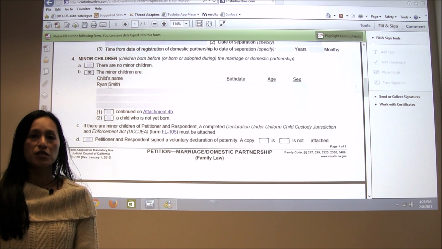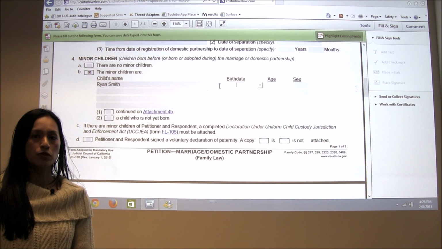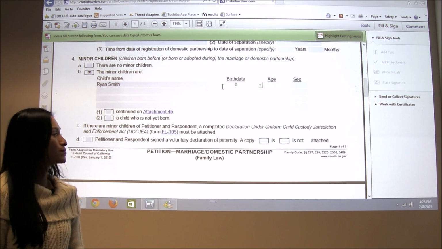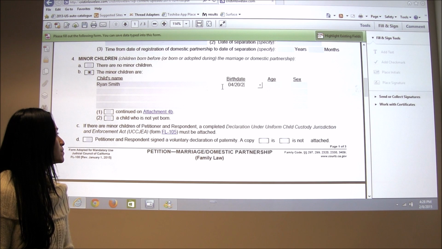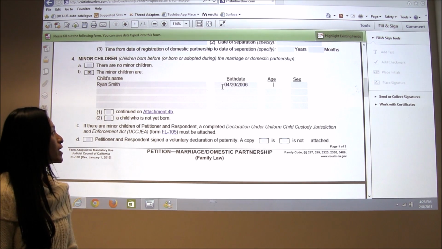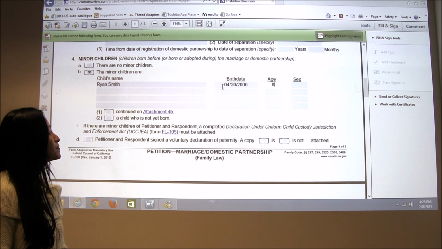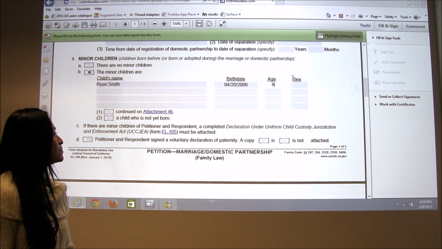And Ryan's birth date, we are going to have it as April 20th, 2006. So that's going to make him 9 years old this April. So we'll put 8 now because we're not actually in April. And he is a male.